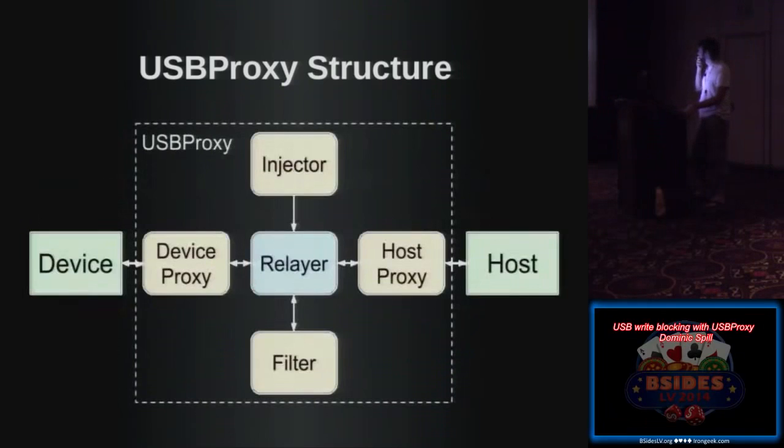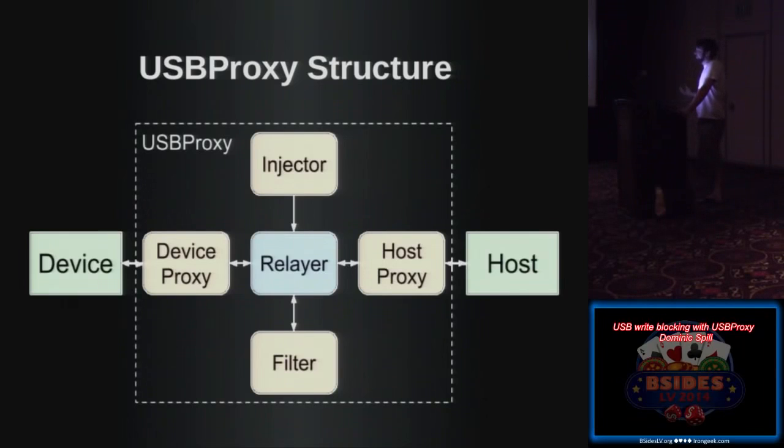So it looks a bit like this, and the project is the center section. The relayer in the middle that pushes things around is a library. It's called libusbproxy that we wrote. And then the injectors, the filters, and the device and host proxies are plugins. So you just have a standard interface that you have to produce, and you can connect to those. For a filter, the interface is as simple as you write a function that takes our packet struct as an argument, and that's it.